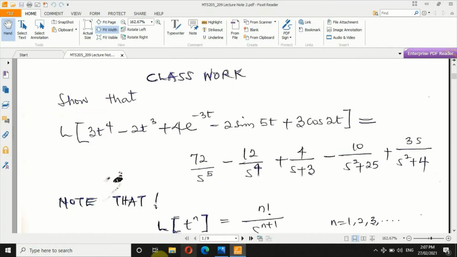There's a classwork on the board now. We are asked to find the Laplace transform of this long function. It's a combination of polynomial, exponential, and trigonometric. So let's find the Laplace transform of this one. So we pick it one after the other.